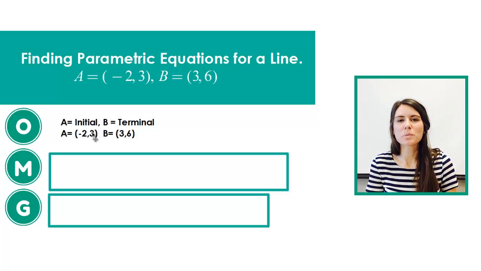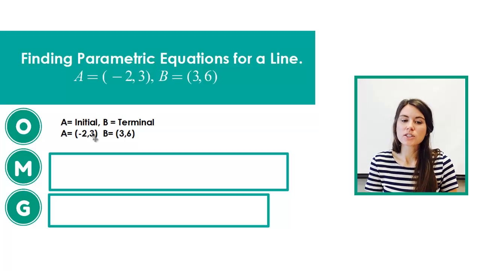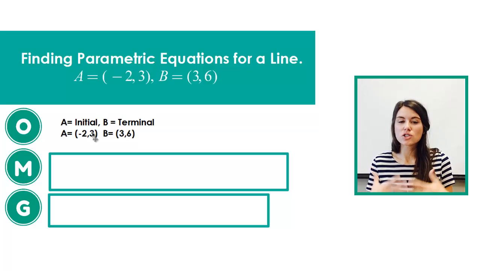Today we are going to be learning how to find parametric equations for a line given 2 points. So if we look at this problem, the first thing that we notice is we're given an A and a B coordinate. A is -2, 3 and B is 3, 6. Our goal is going to be to take these 2 points and make a parametric equation, which means put each equation in respect to t with y and x.